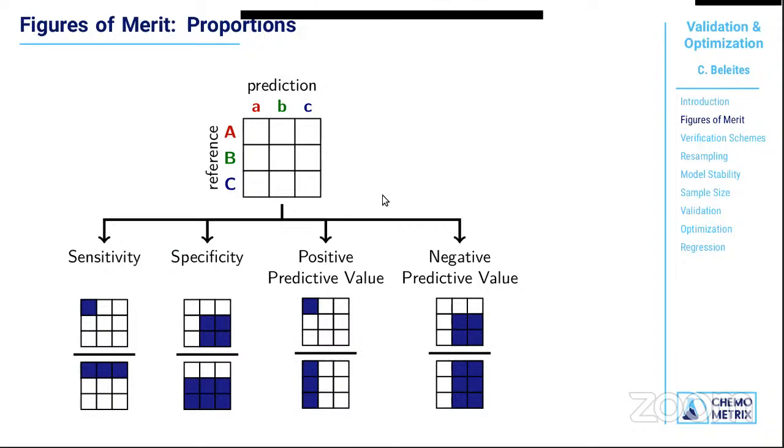There's another important pair of proportions here, which are called the predictive values. And they, in contrast to looking at fractions of the cases that truly belong to the class or truly do not belong to the class, look at fractions of the cases that were predicted to belong to the class or to belong not to the class. And again, it's the correct fractions among those.